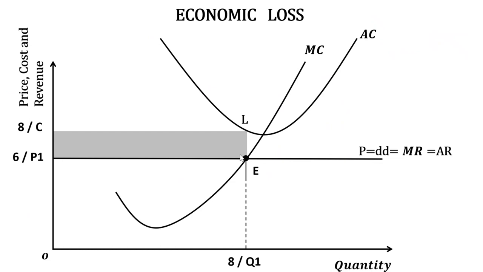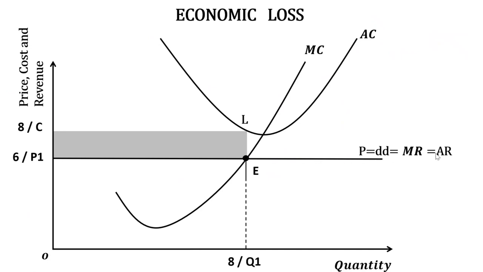Now, when you look at this, in this case, the minimum point of the average cost curve lies above the average revenue curve. Can you see that? It lies above. When the minimum point of the average cost curve lies above the average revenue or the market price, it means the business pays more for each item it produces than what it earns for each item sold. So the business uses more money to produce the product and they earn less per product when they sell the product.